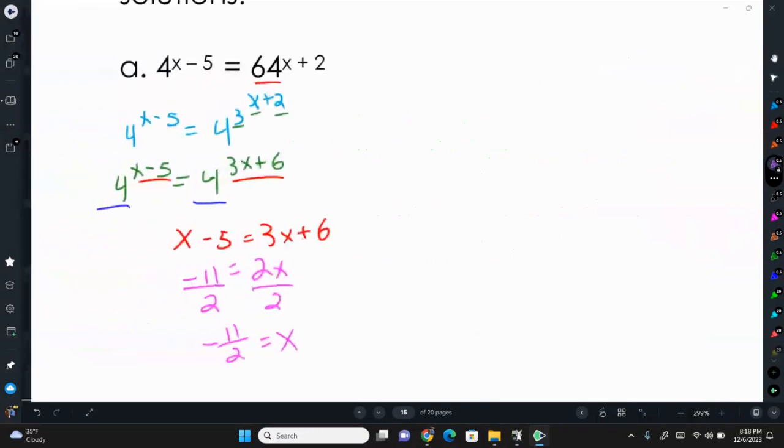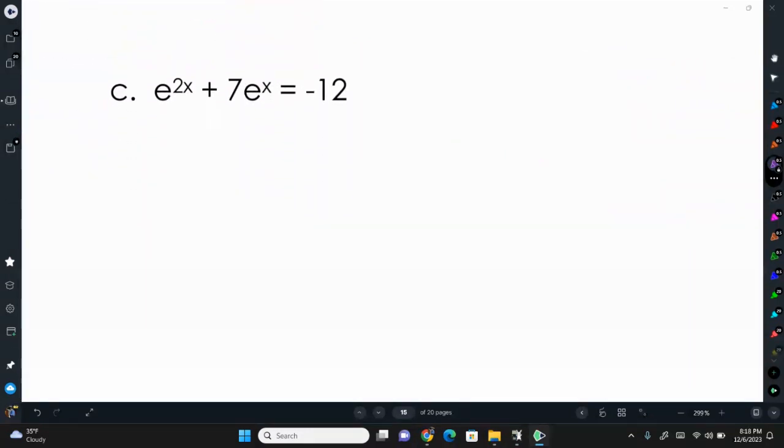Now with letter C, I want us to pay attention to letter C and star it because this doesn't look like anything we've dealt with before. However, notice we have 2x and x as our exponents. This is really written in quadratic form all the way back from chapter 1 that we dealt with. So this can be solved like a quadratic equation.